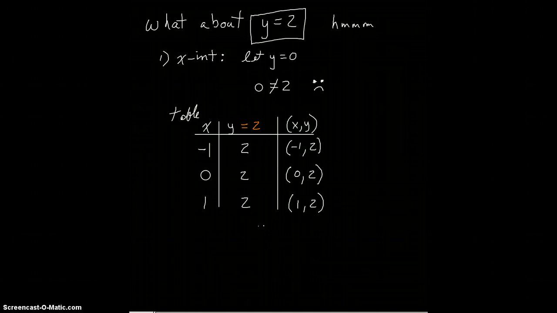If we were to plot this, at 0, oops, what happened to my line? x, y, at 0, 1, 2, -1, -2. At 0, we got 2. At 1, we got 2. At -1, we got 2. And this turns out to be a nice horizontal line at y equals 2. What a surprise.